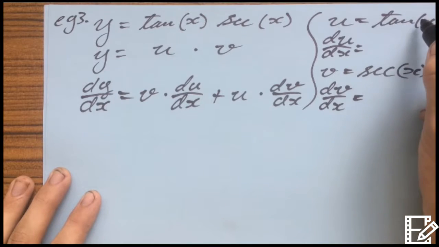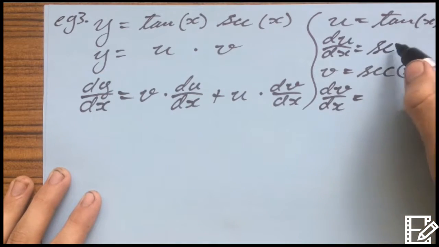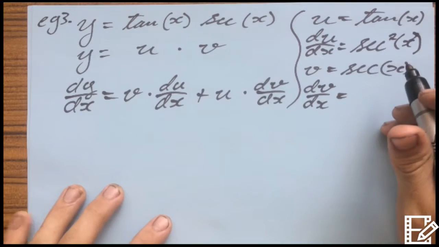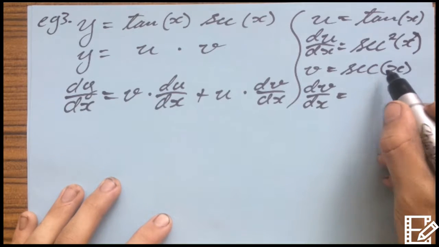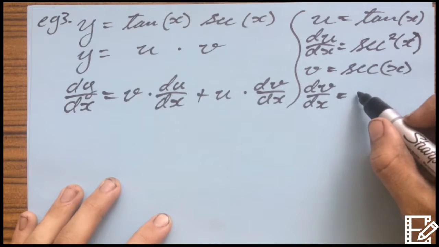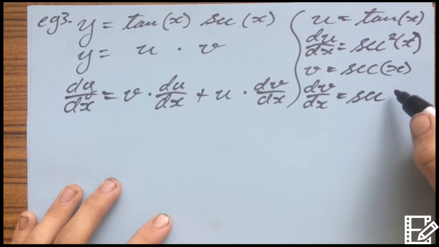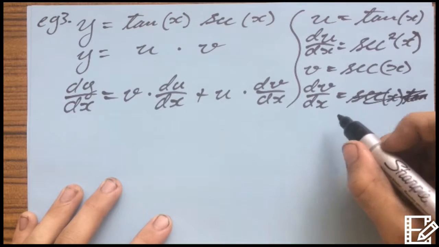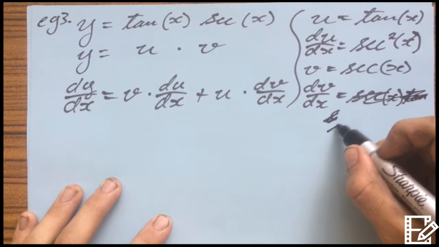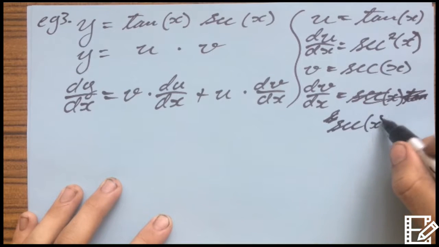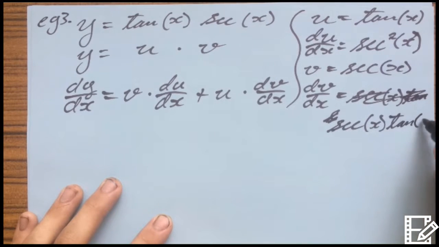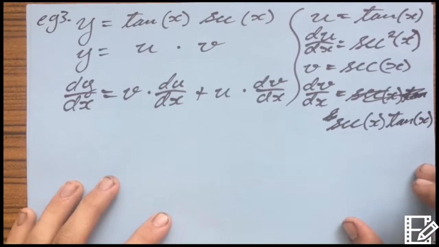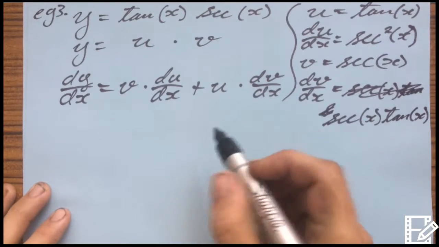So, derivative of tangent becomes sec squared x, and the derivative of secant becomes sec x multiplied by tan x. So when you derive secant, you get secant multiplied by tangent. So we sub those in.